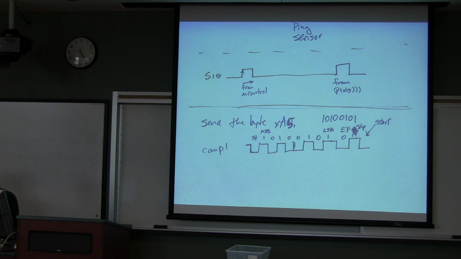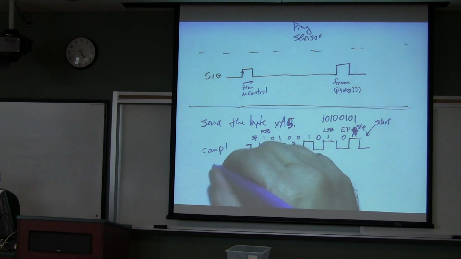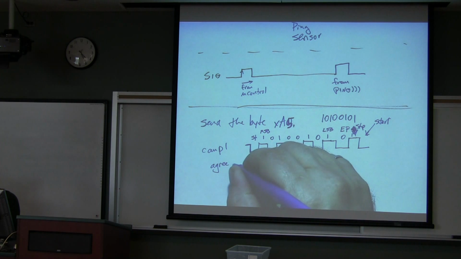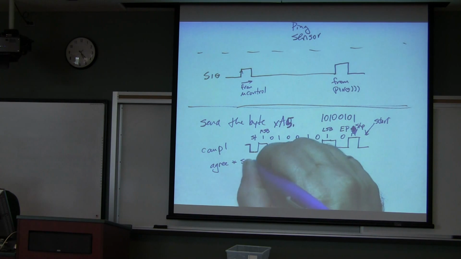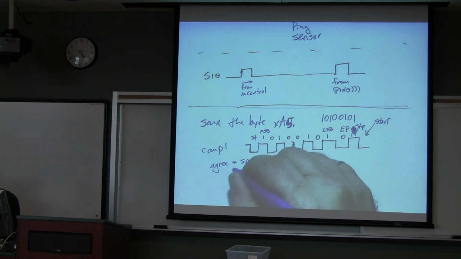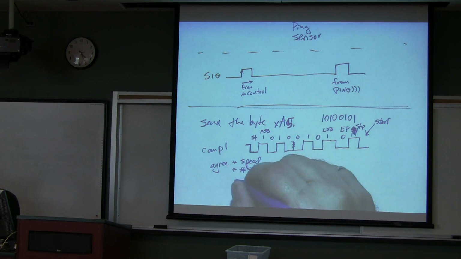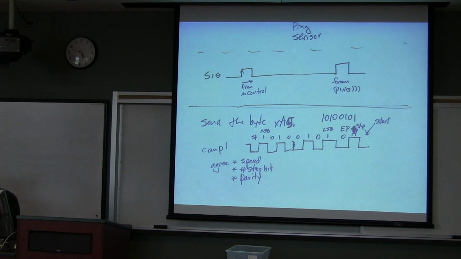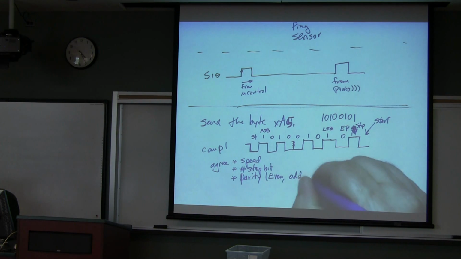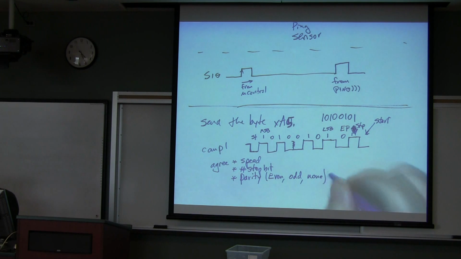So, in advance, you have to agree on the speed, the number of stop bits, and the parity. And you can have even, odd, or none. You can decide not to have any parity whatsoever.